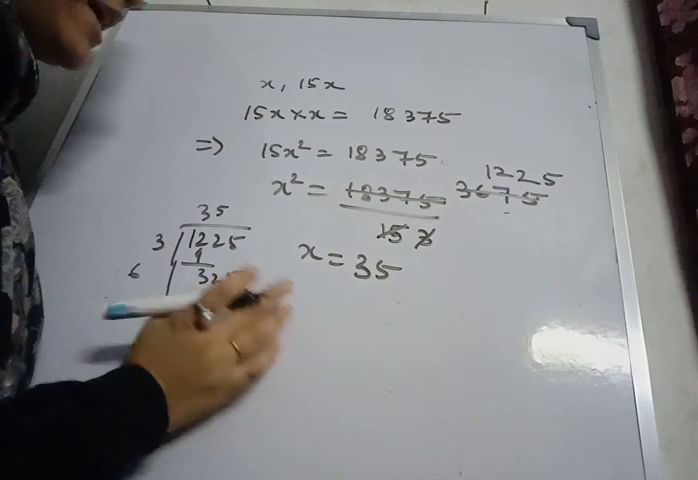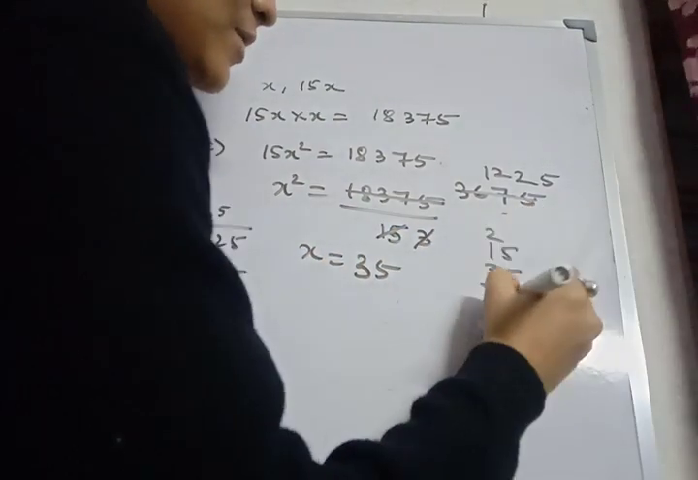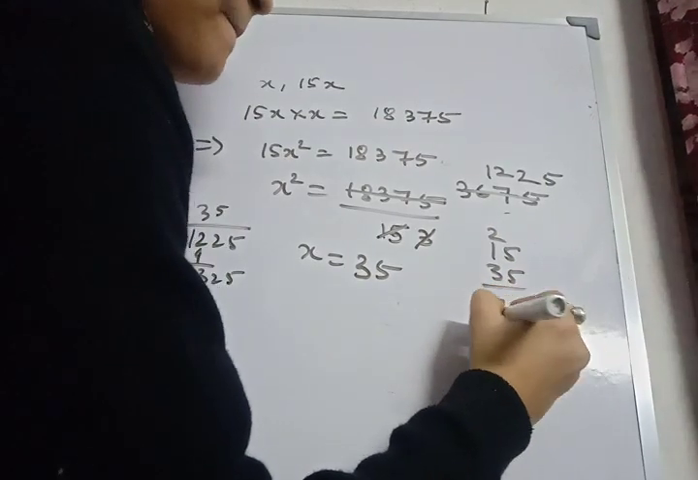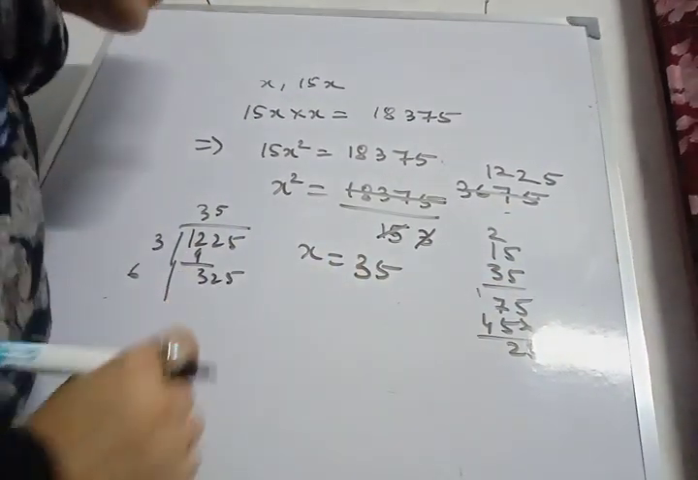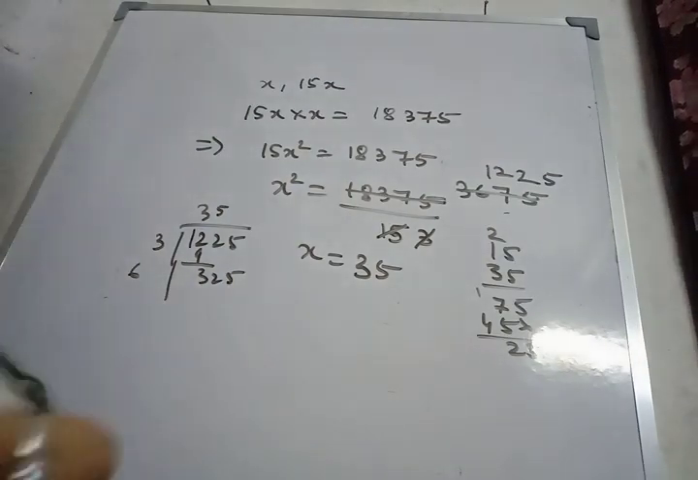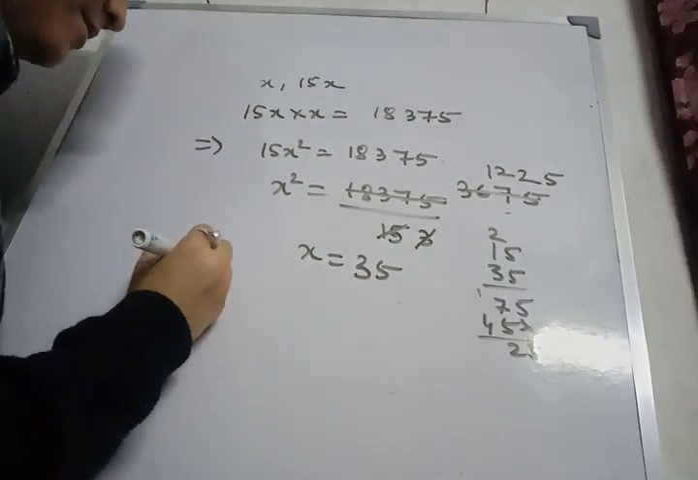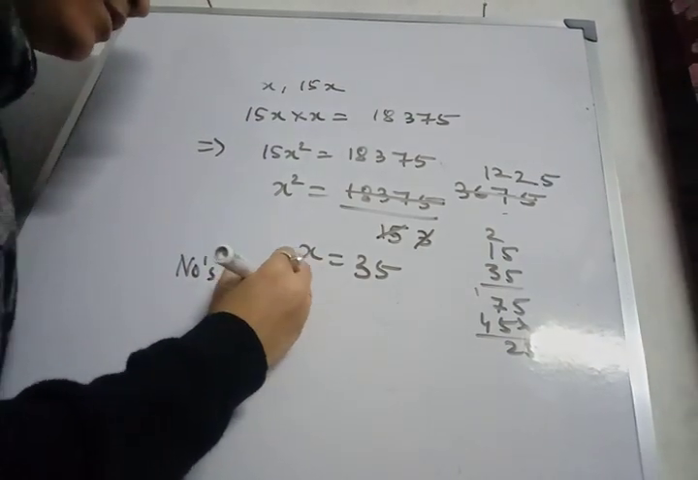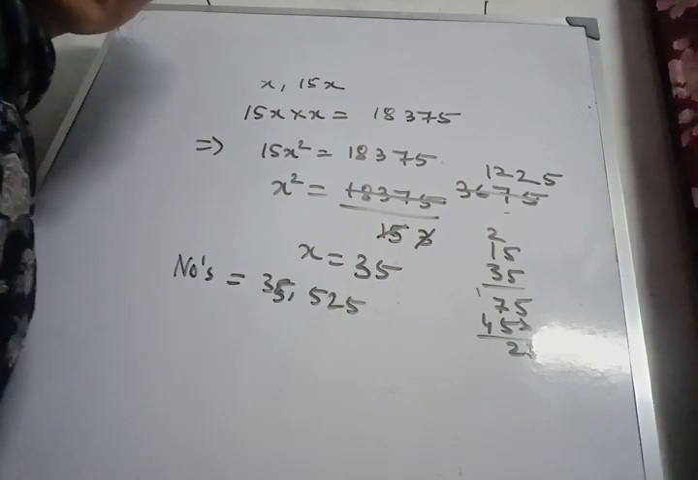x equals 35 and 15x equals how much? 15 into 35 is how much? So one number is your 35, other number is your 15x, so 15 into 35. So the numbers are 35 and 525. So that's it, class 6. Thank you.